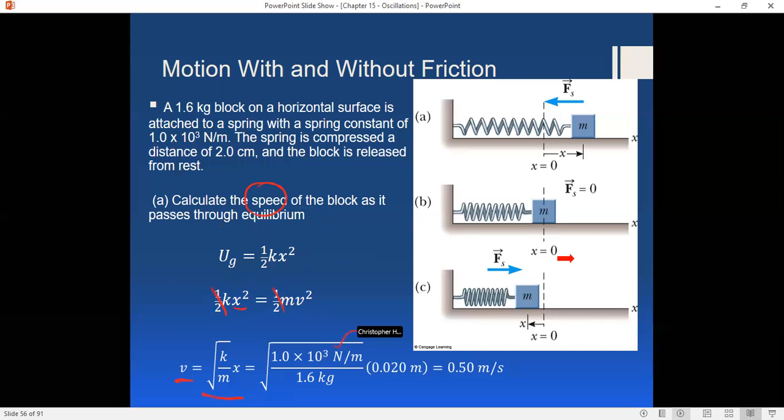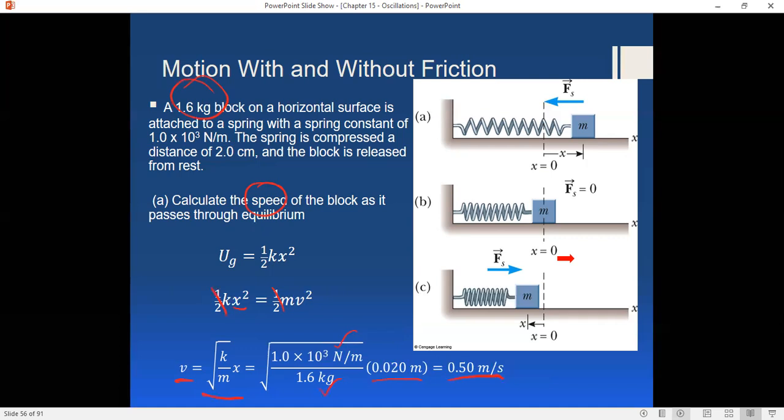So 1,000 divided by the mass, 1.6 kilograms, square root, times 0.02. Remember, we're all in SI units, so I have to convert centimeters into meters, okay? And that gives me 1/2 meter per second, okay?